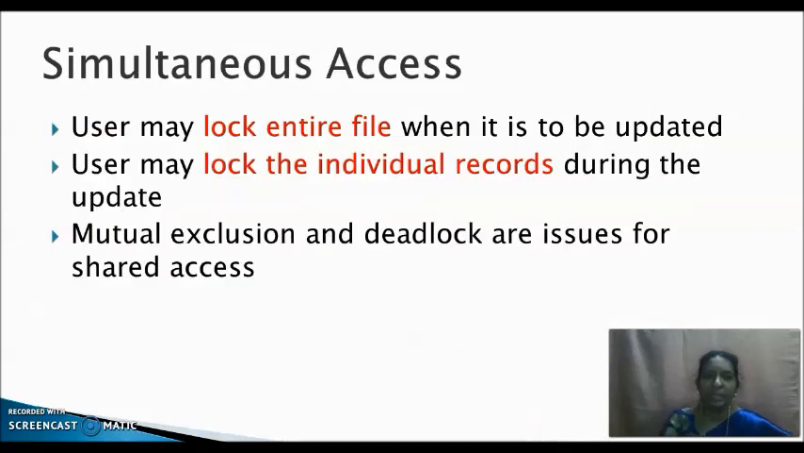The next one is simultaneous access. User may lock entire file when it is to be updated. User may lock the individual record during the update. So when we talk about the simultaneous access, we have to take care of mutual exclusion as well as deadlock issues.